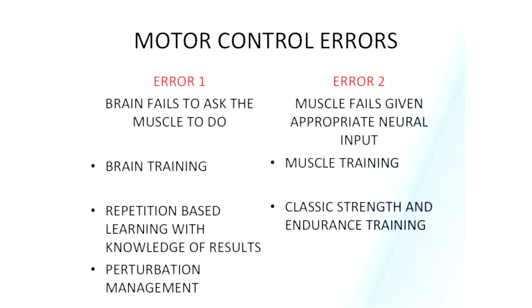And if the muscle fails, an error happens. So there are 2 motor control errors that are quite important to understand. Motor control error 1, the brain fails to ask the muscle to do the right thing. Motor control error number 2, my muscles can't do what my brain is asking.